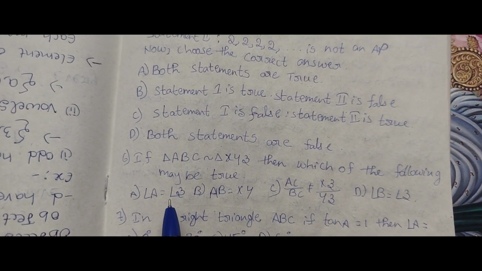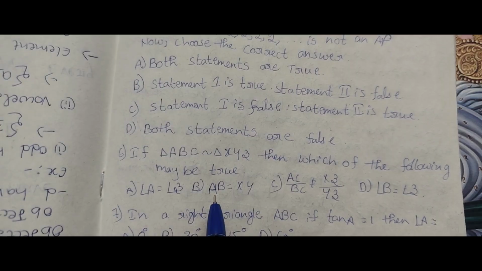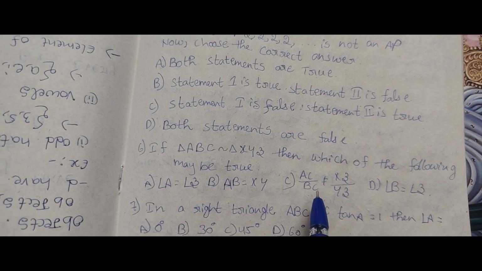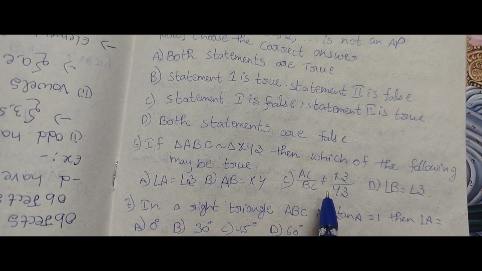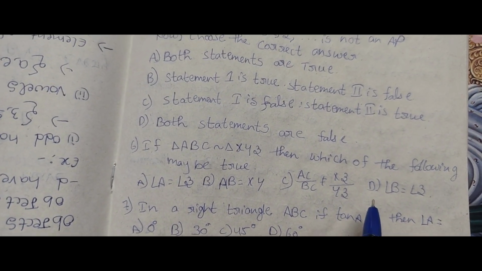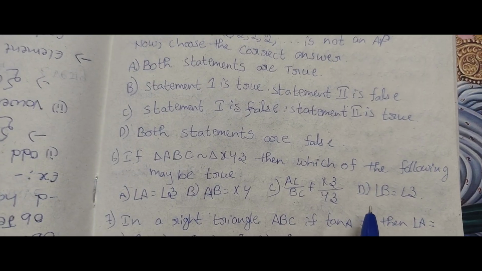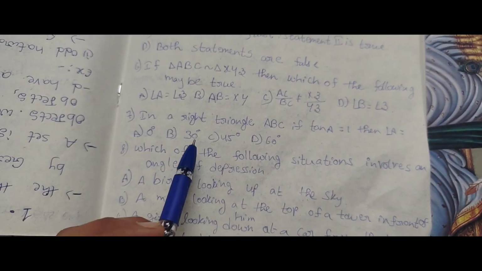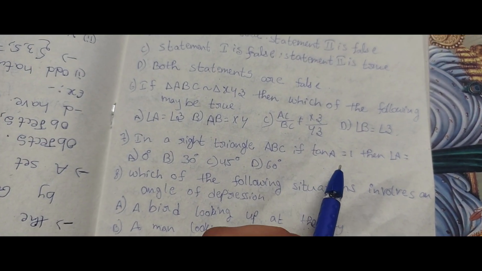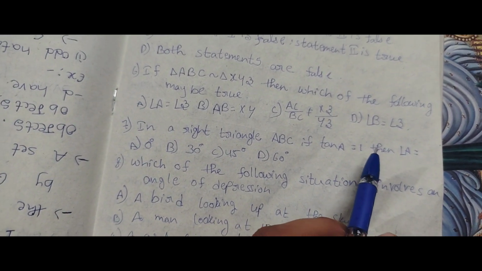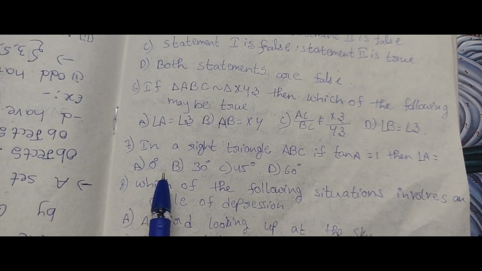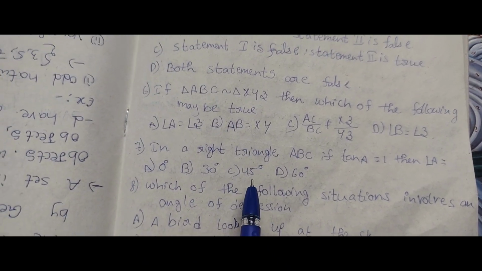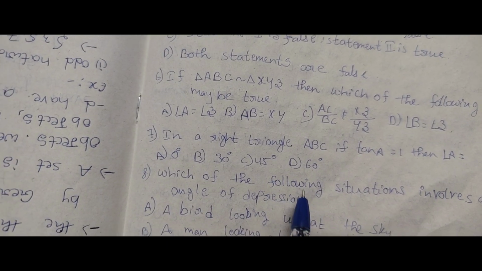Option A, angle A equal to angle Z. Option B, AB equal to XY. Option C, AC by BC not equal to XZ by YZ. Option D, angle B equal to angle Z. Next, seventh question. In a right triangle ABC, if tan A equal to 1, then angle A is option A 0 degrees, B 30 degrees, C 45 degrees, D 60 degrees.